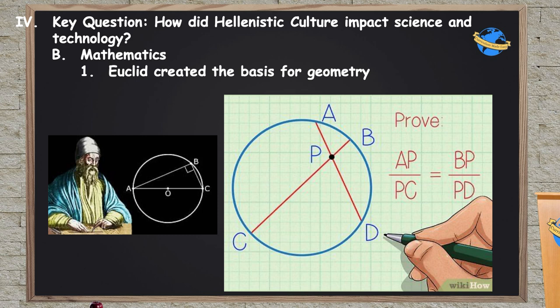Around the same time, a man named Euclid was experimenting with geometry, and he creates the basis of all modern geometry that we use on a flat plane today. So a lot of the geometric math that you're doing in school today is based on what this guy discovered in the 300s BCE.